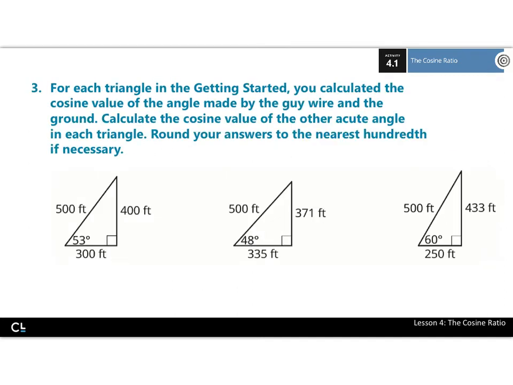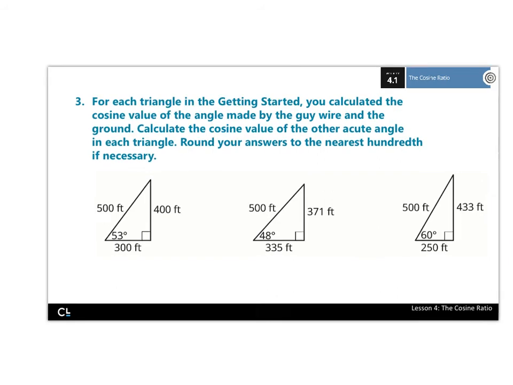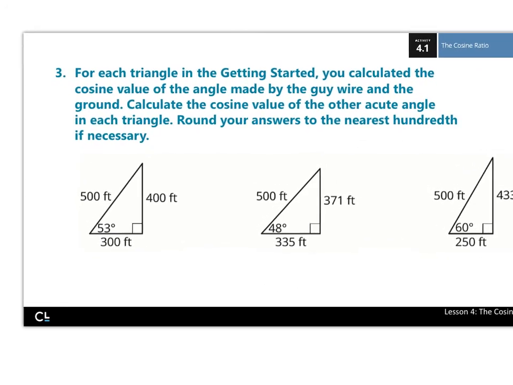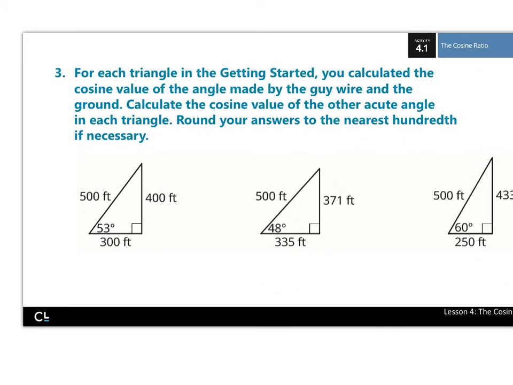Okay, getting started problems, we didn't actually do the getting started, but that's okay. We can still write these different ratios here to make sure we know what it's referring to. For each triangle, calculate the cosine value of the angle made by the guy wire and the ground, and calculate the cosine value of the other acute angle in each triangle. All right, so we're going to write the cosine of all of these different angles just to get a little practice here. So we'll start with our 53.